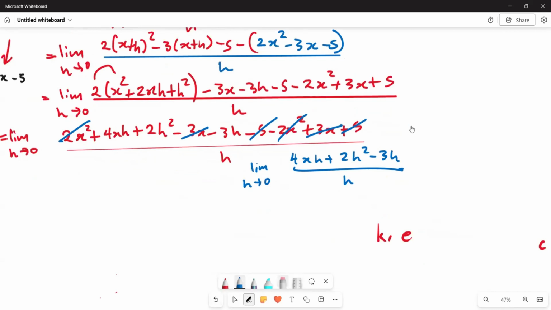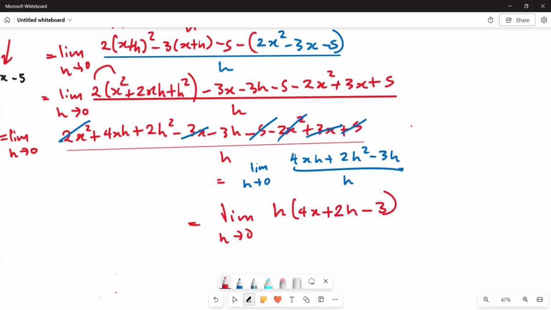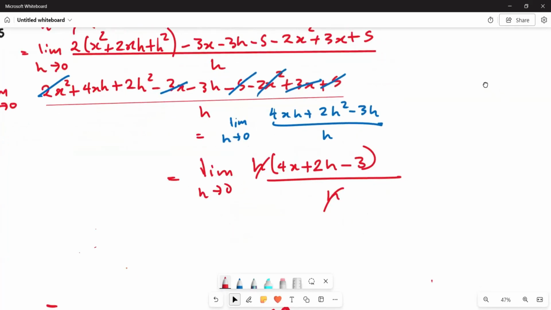Now, what is it that you're going to have from here? This is going to be same as your limit as h approaches 0. Now you take out h as a common factor here. So your h is going to be the same as h times 4x plus 2h minus 3, right? Over h. Now the h's are going to cancel each other, right? So what are you only left with here? You are only left with this one, right?